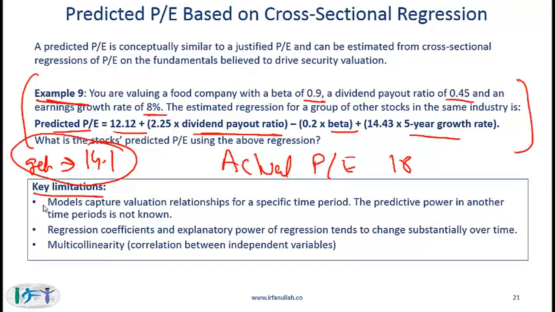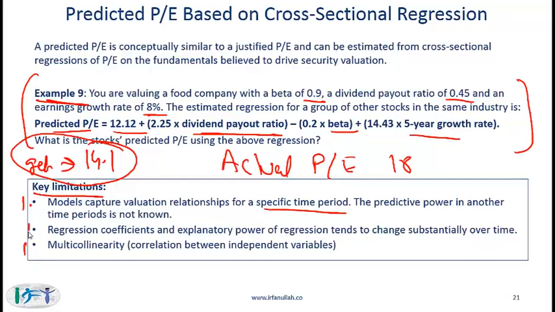You also need to understand the limitations of this method. The first one is that such models capture valuation relationships for a specific time period. The predictive power in another time period is not known. This is a classic regression issue. When you run a regression, let's say you ran this regression for the last 2 years. Does that mean that the relationships over the last 2 years will hold in the future? Not necessarily. Regression coefficients and explanatory power of regression tend to change substantially over time. So these are classic regression issues.